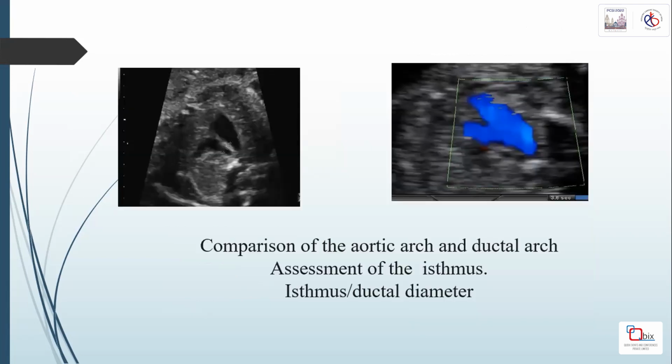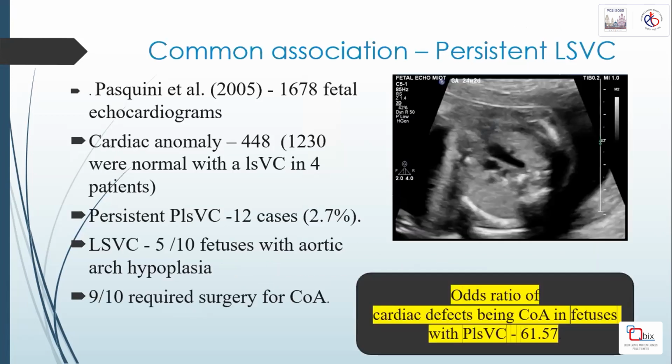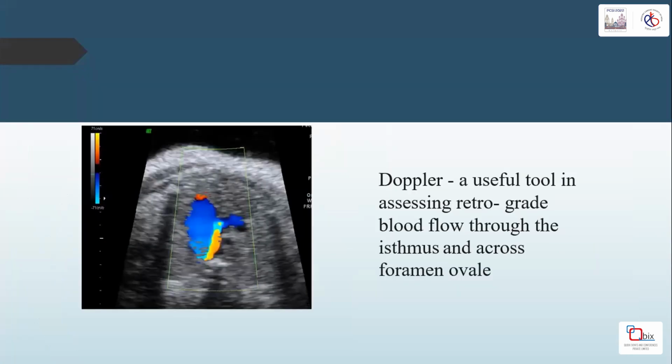Of course, there is the measurement of the ductal and aortic arches in the transverse views, the assessment of the isthmus in the sagittal view, and the ratio of the isthmus to ductal diameter. These indices are also important. Versus in LSVC, it has been seen in pathological specimens that LSVC is more common in hearts with congenital heart disease. So the odds ratio of cardiac defects being coarctation in fetuses with LSVC is about 61%. This is again only from pathological studies.